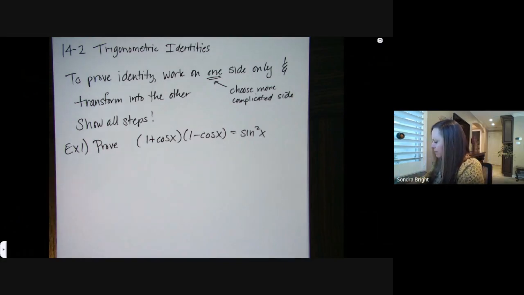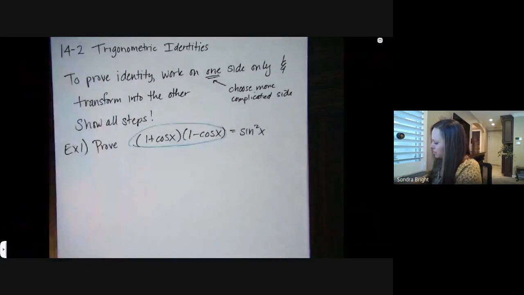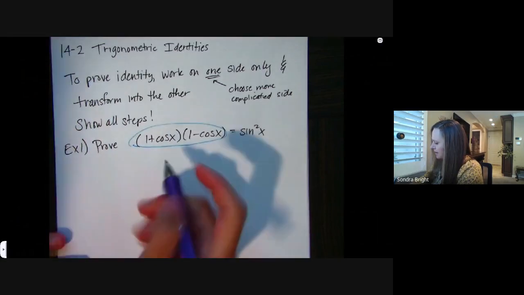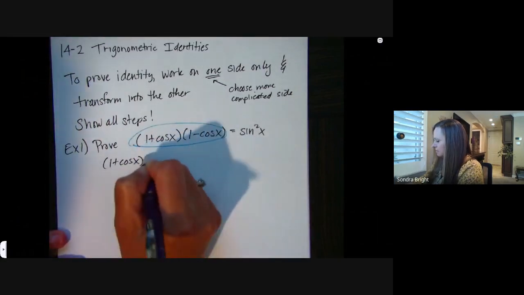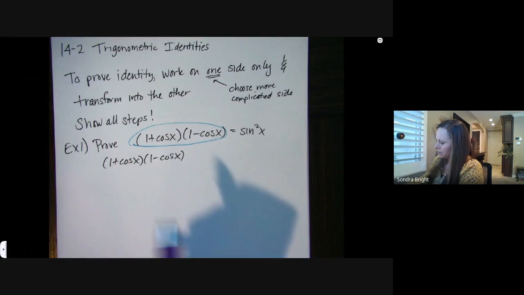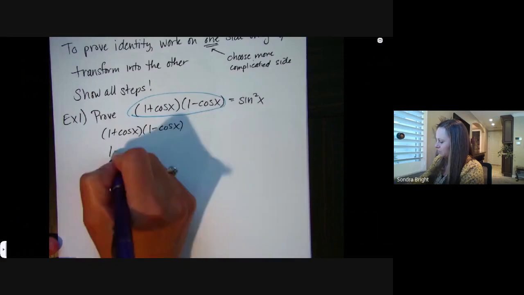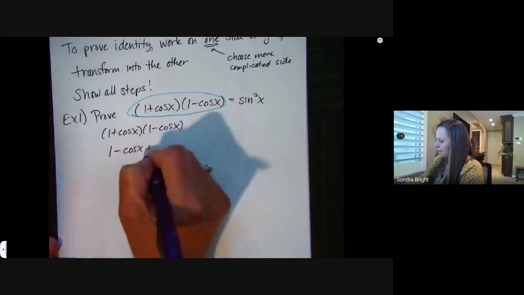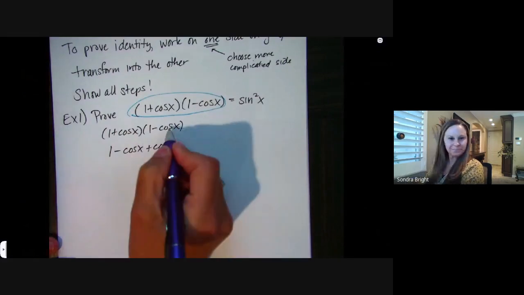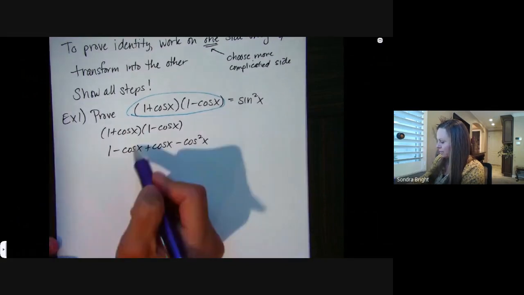All right, so definitely this left-hand side looks more complicated for sure. So that's what I'm going to start with. Well, the only thing you really can do right now is multiply these together, right? So foiling it out, 1 times 1 is 1. Outer and outer is a minus cosine of x. Inner and inner is a positive cosine times 1. And then last times last would be a minus cosine squared. The middle terms cancel, and you're left with 1 minus cosine squared.